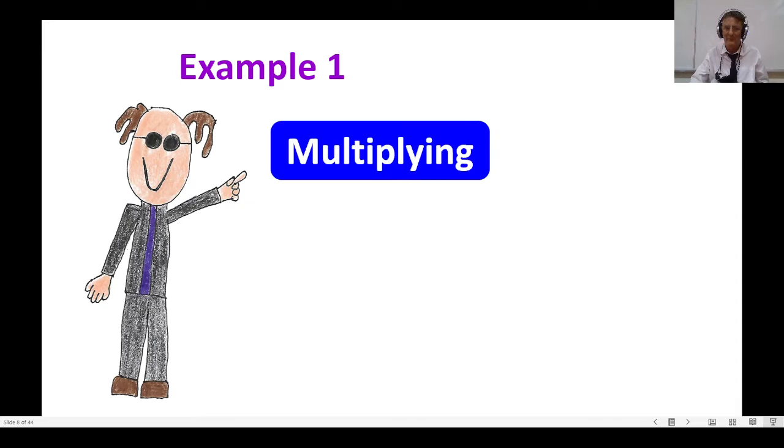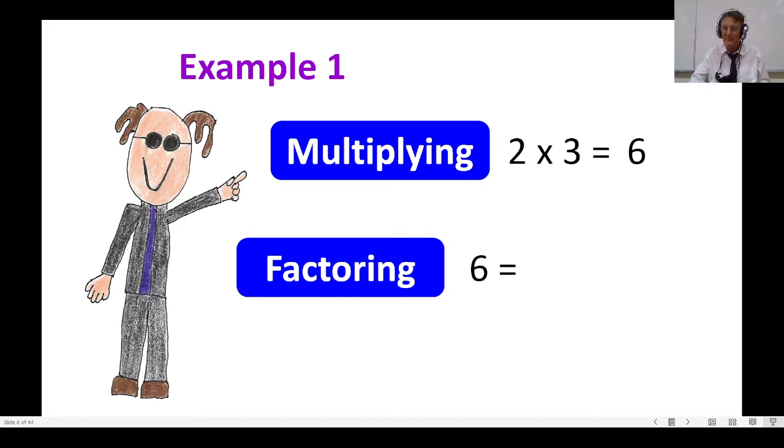Example 1. By normal standard multiplication, 2 times 3 equals 6. Factoring: 6 equals... how about 2 times 3? Easy.